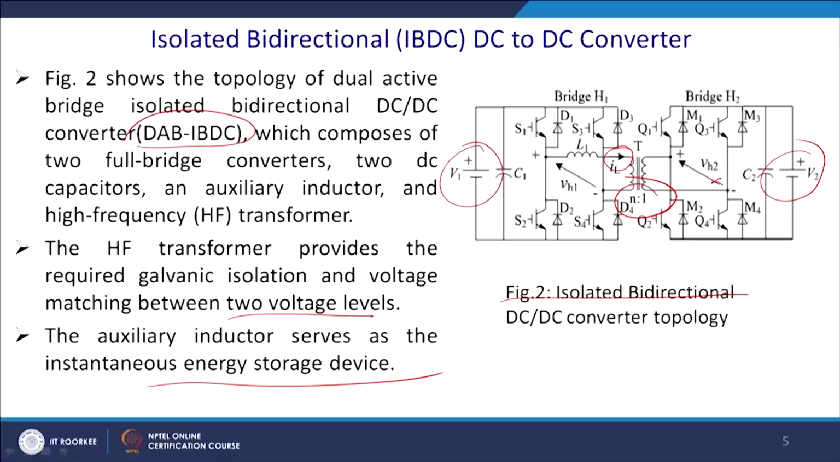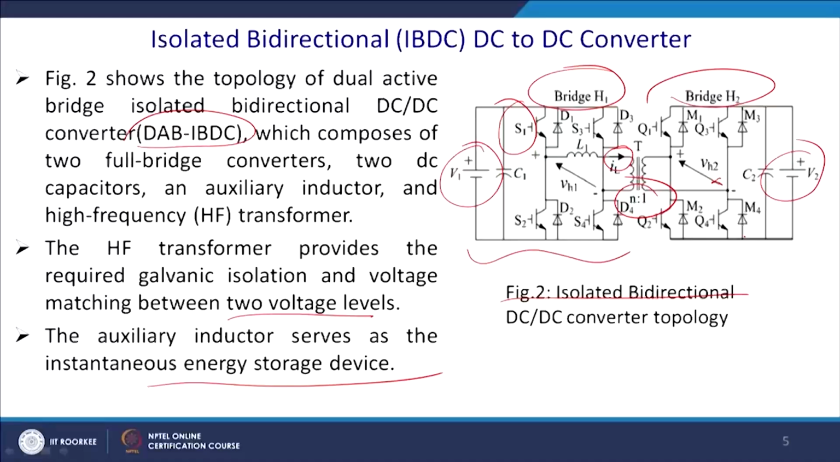So, this is IL, this voltage is VH2, this voltage is VH1, and these switches are named S1, S3, S2, S4. This is the primary side, named as bridge 1, but it is bidirectional. You can convert power from this side to this side or vice versa. It is a typical case of battery charging applications.